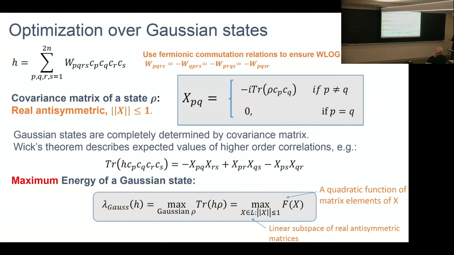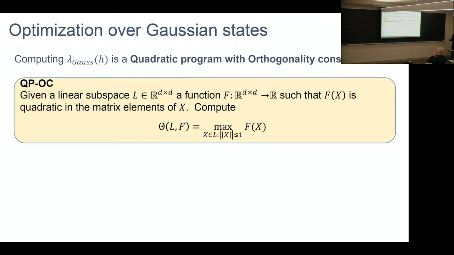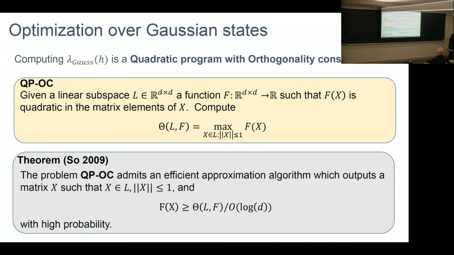And this has been studied in the optimization literature. So if you have some linear subspace L and a function that is quadratic in the matrix elements of this variable and a norm constraint, this thing has been called in the literature quadratic programming with orthogonality constraints. And conveniently for us, it was shown by So that you can get a 1 over log D approximation ratio where D is the dimension of this matrix X. Okay? So this is just a very general fact about quadratic programming with orthogonality constraints, which lines up perfectly with our optimization over Gaussian states.